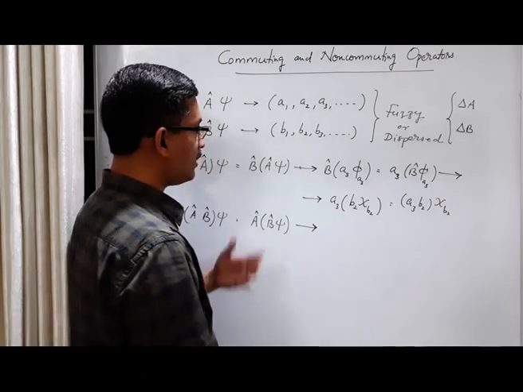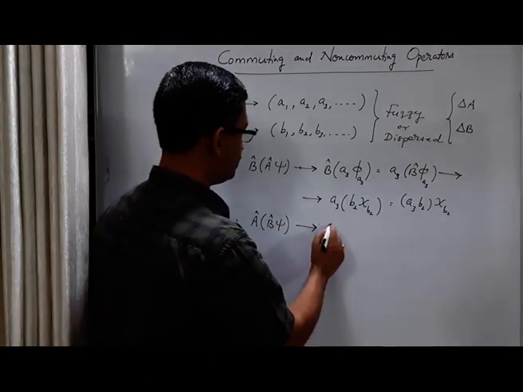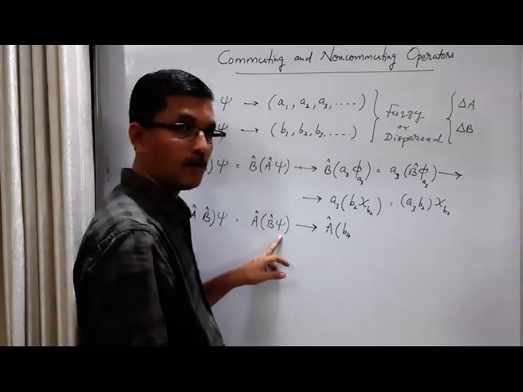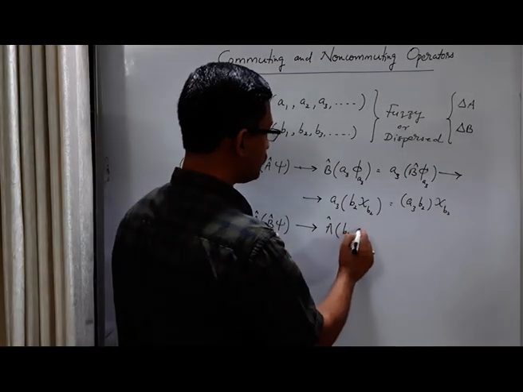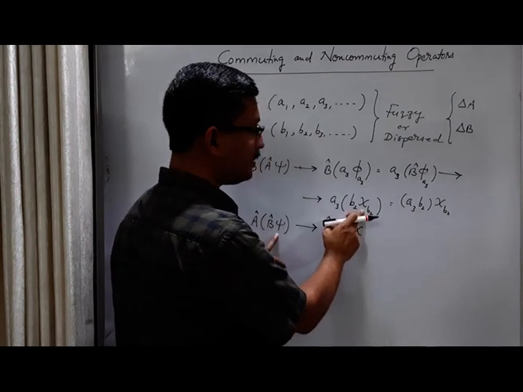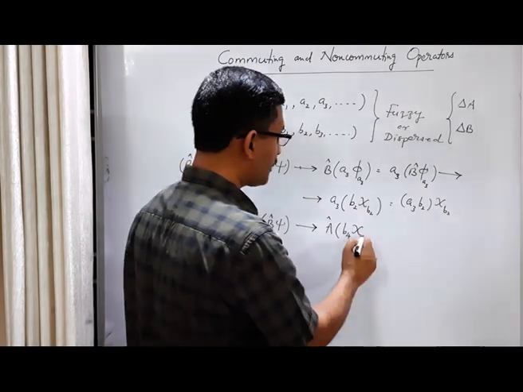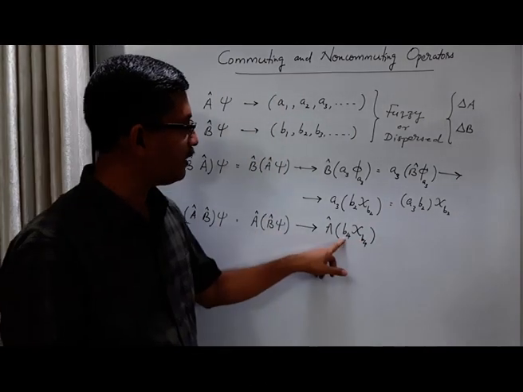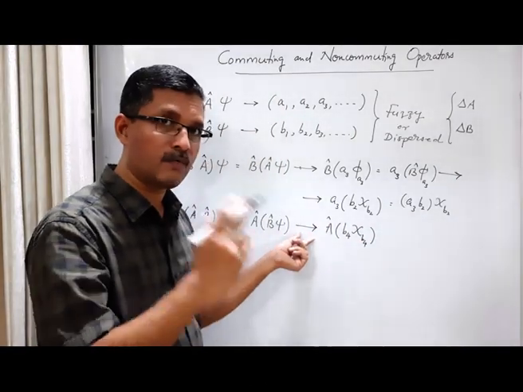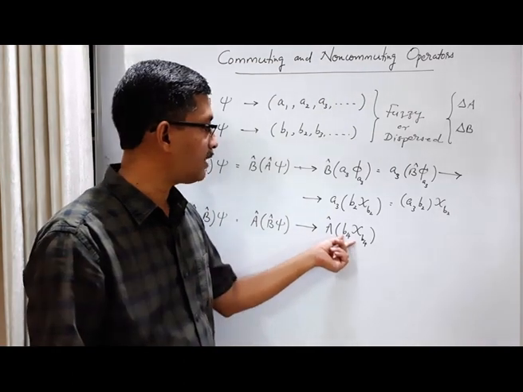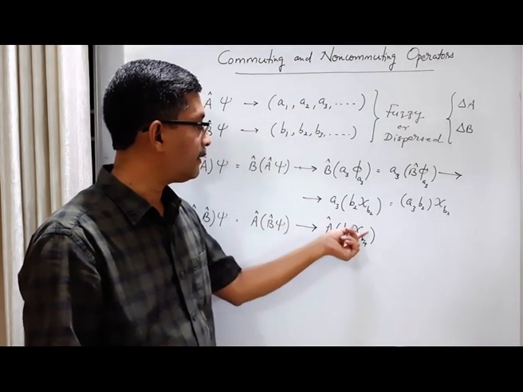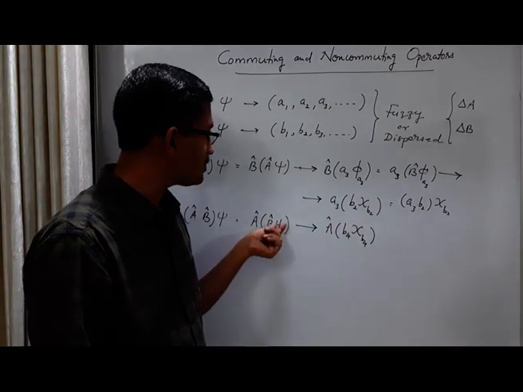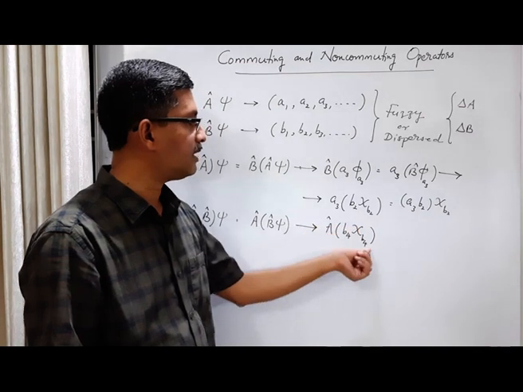Let me assume that this time we get, let's say, the eigenvalue B4, and the general state will collapse to the eigenstate of B. The eigenstate of B is represented by the symbol chi corresponding to the eigenvalue B4. So we get the eigenvalue B4. Again, I am considering only one of the possibilities. So we get eigenvalue B4, and the general state collapses to the corresponding eigenstate.